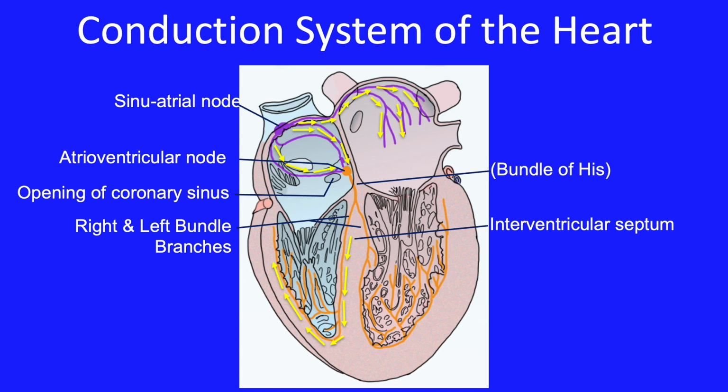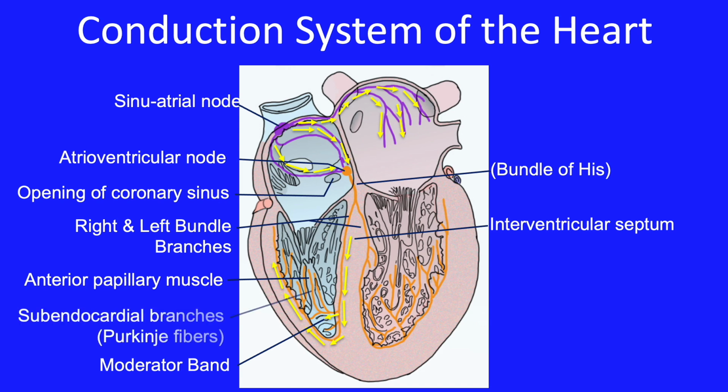In addition, the right bundle gives off branches to the moderator band, a muscular beam that attaches to the anterior papillary muscle, which begins to contract to prevent valvular prolapse. The fibers carrying this contraction excitation wave are termed subendocardial branches, commonly referred to as Purkinje fibers.